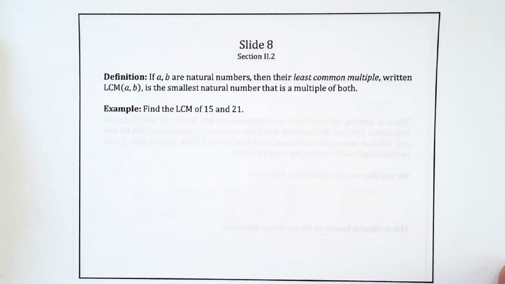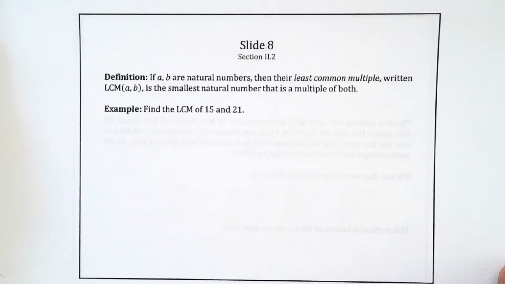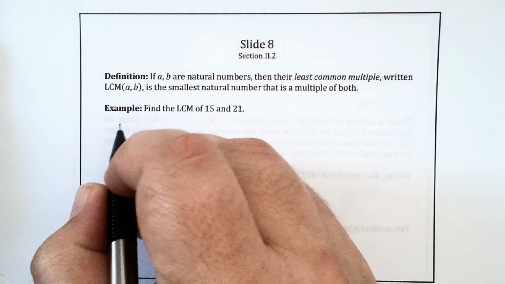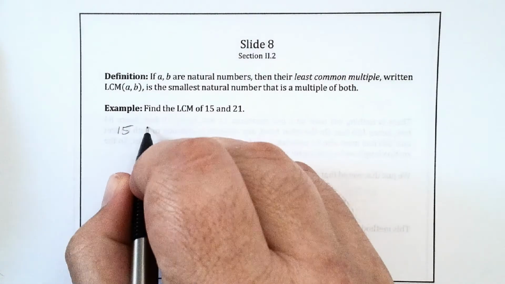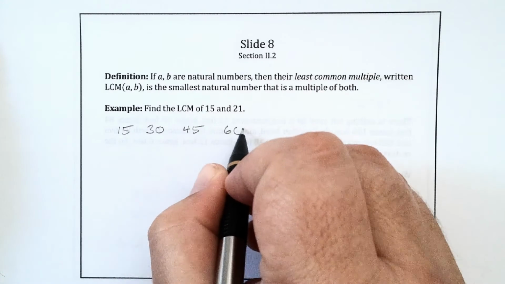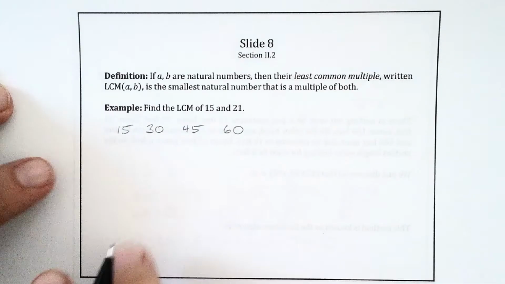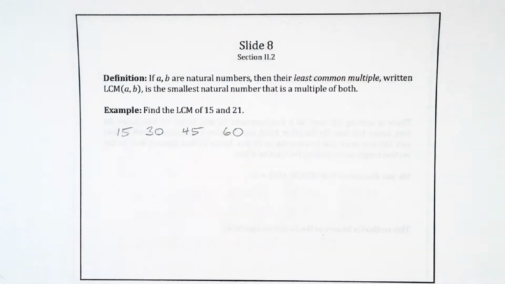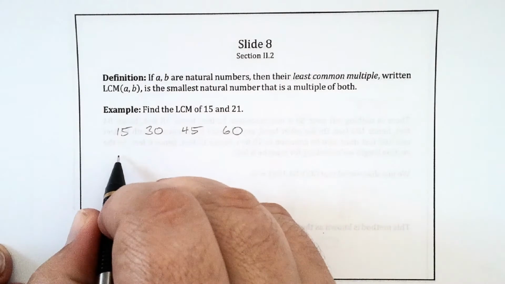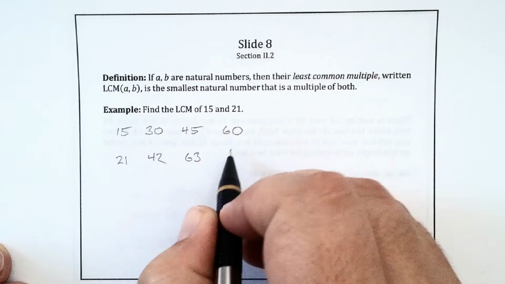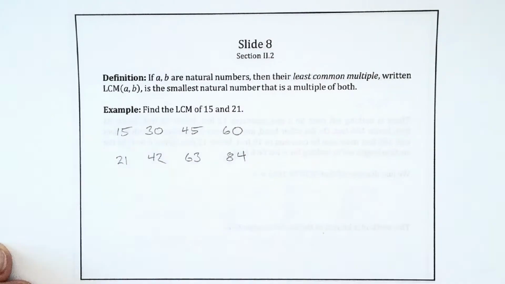Okay, what I'm going to do is skip count by each of the two numbers. With 15, the multiples are 15, 30, 45, 60. Let's pause there for a moment. You know, these keep going forever, as we've seen. It's an infinite set. So let's pause for a moment, switch to 21 and see if we've got anything yet. So we have 21, 42, 63, 84, and no, nothing yet.